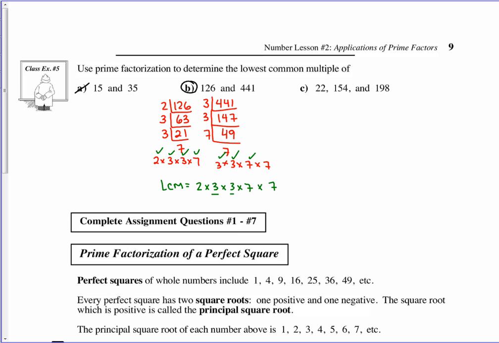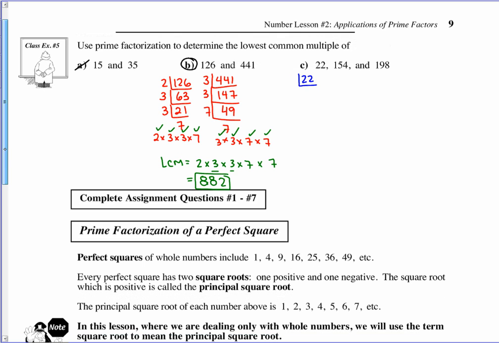So multiplying that all together, what does that equal? 82. Thank you. So now both 7s are there. Let's try this guy, 22. 2 goes in, how many times? 11. That one's easy. Done.